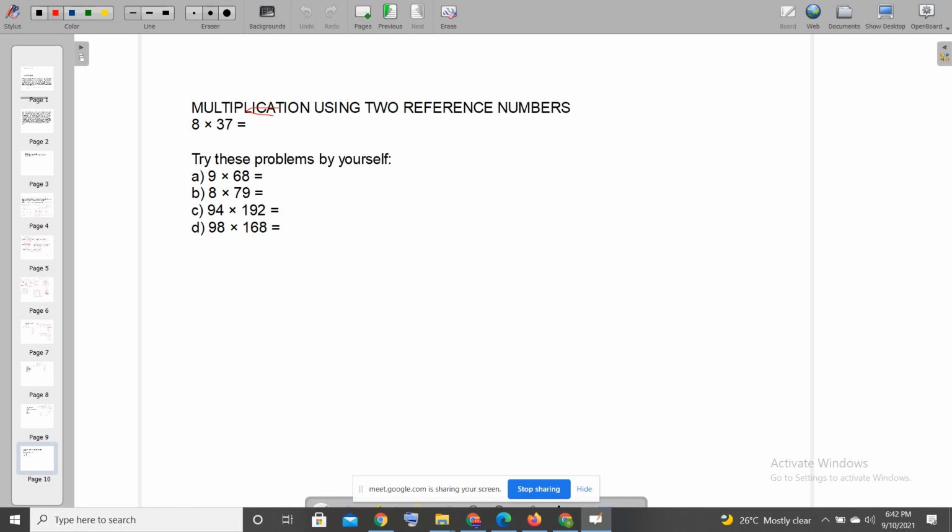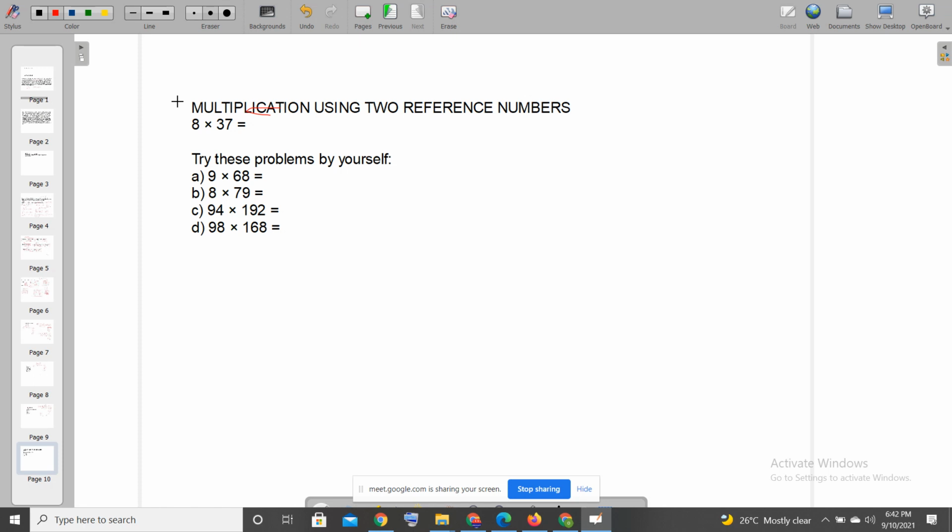So now multiplication using two reference numbers. Now you already know how to use one reference number, not two. So I'm going to solve this question. You can see that if you want to use one reference number to solve this question, you will suffer, because 8 is closer to 10, so we can pick 10 as a reference number. What about 37? It is too far from 10.